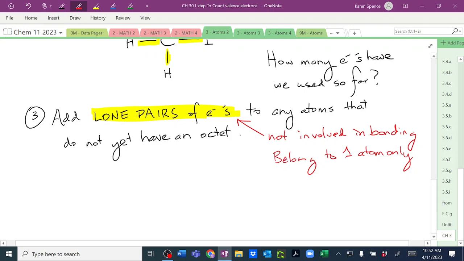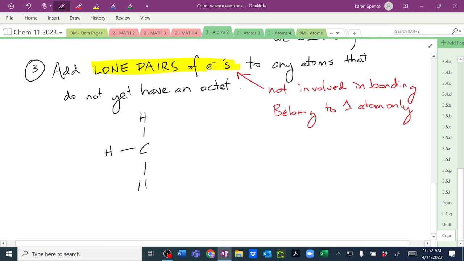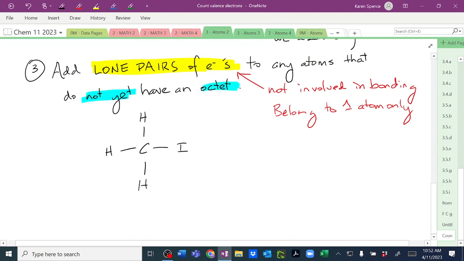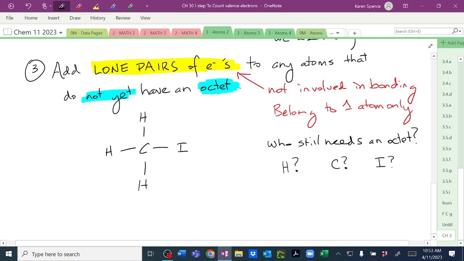So we're going to take our structure, and I will redraw it here. Normally I would just do this all in one place. I wouldn't be redrawing the structure every time, but we have a C, we have H, H, H, and I, and we are adding electrons to anyone who does not yet have an octet. Oh, that rhymes. Who does not have an octet that needs one? Tell your partner. Out of all of these atoms, who needs an octet? When I say who still needs an octet, that means who does not have one yet that needs one.